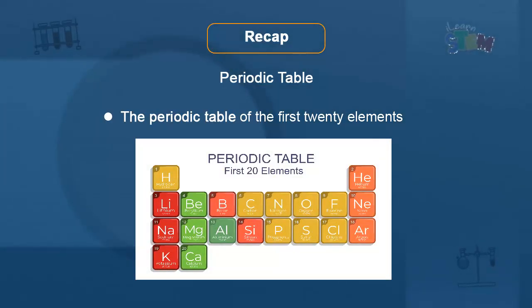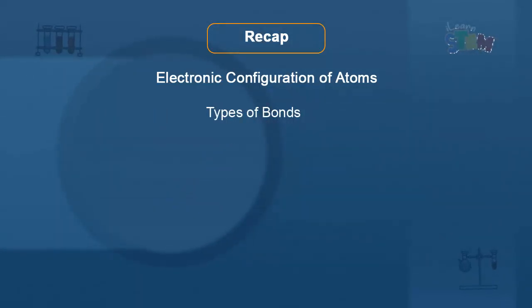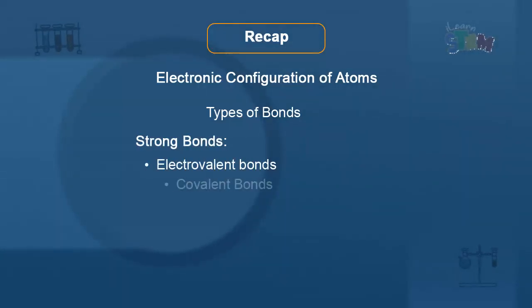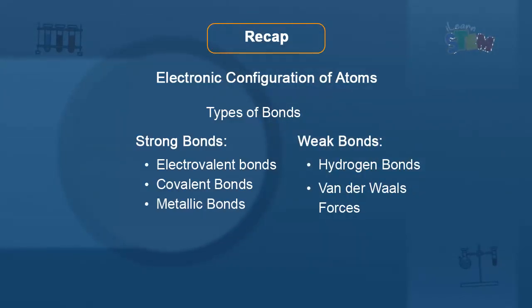We learned about the periodic table, focusing on the first 20 elements, which are the most commonly used in everyday life. We also discussed electronic configuration, which shows how electrons are arranged around the nucleus of an atom. Finally, we explored types of chemical bonds, which are categorized into strong bonds, such as electrovalent, covalent, and metallic bonds, and weak bonds, such as hydrogen bonds and van der Waals forces.